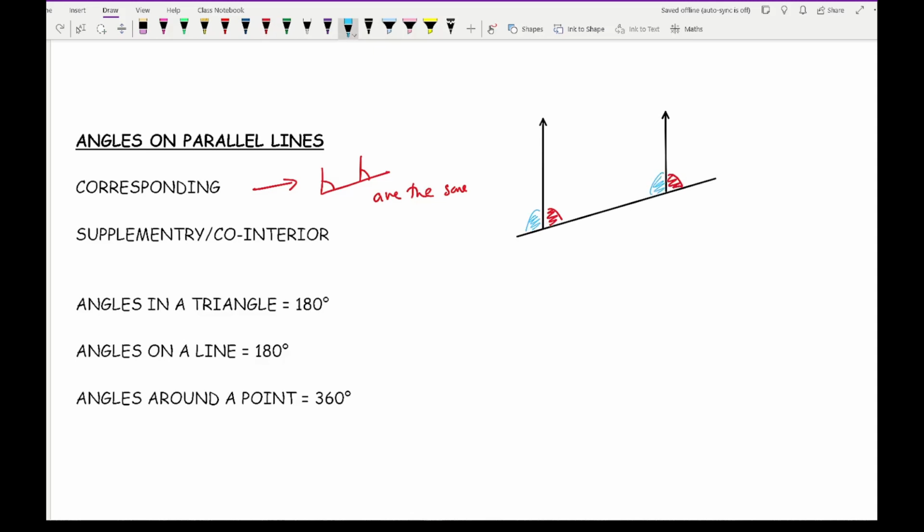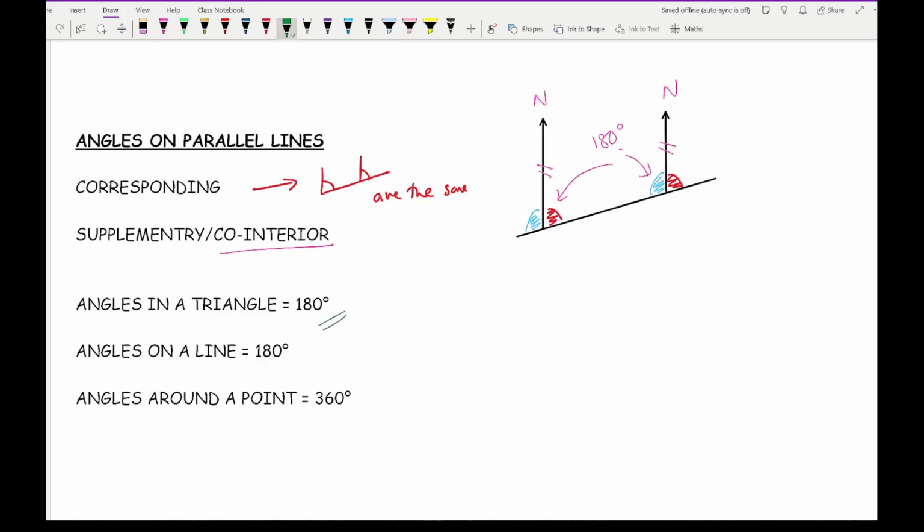Now for supplementary and co-interior angles, these 2 angles here are going to add up to 180 degrees. All north lines will always be parallel, because they're just from another point going in the same direction, so therefore they're always going to be parallel. So just remember that if you've got a connecting line, those 2 angles there will be supplementary, which is also known as co-interior.